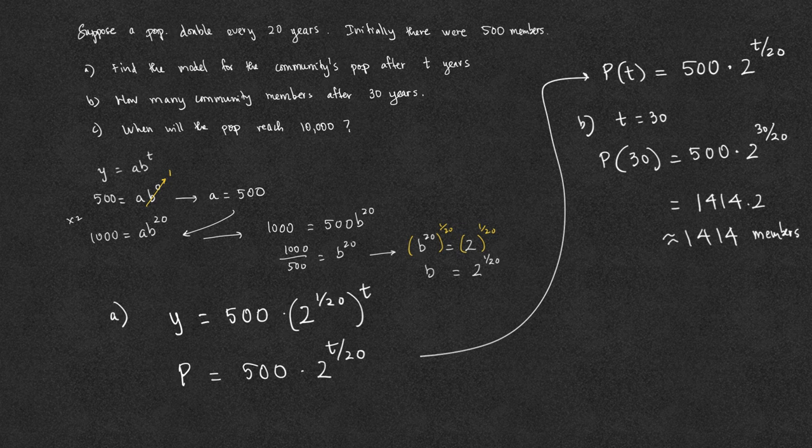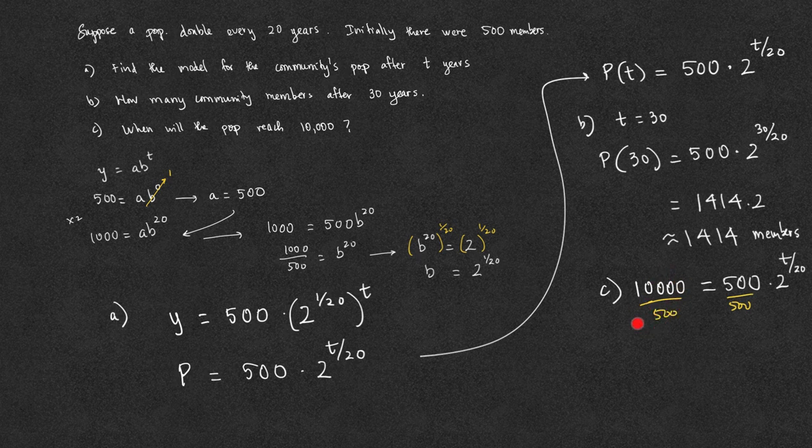Lastly, when will the population reach 10,000? The 10,000 in the question is the population, and we're looking for time t, so we substitute p of t with the population: 10,000 equals 500 times 2 to the t over 20. The goal is to isolate t, so at first we need to get rid of 500 by dividing both sides of the equation by 500.